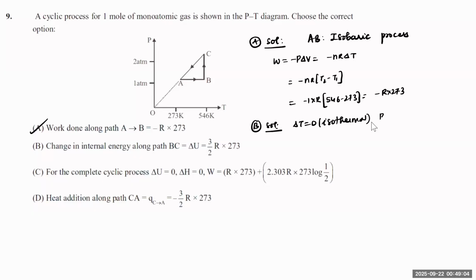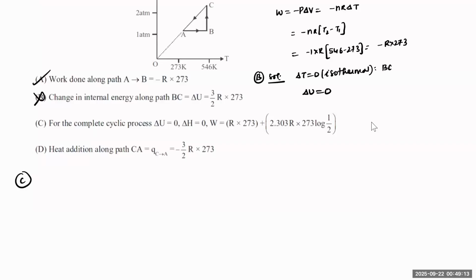Isothermal process for B to C. So therefore delta U will also be 0. So that is also sorted. So B is incorrect. Next, check out C.